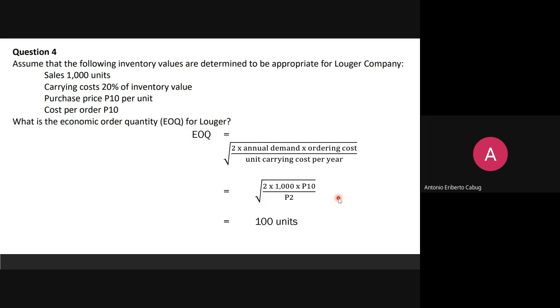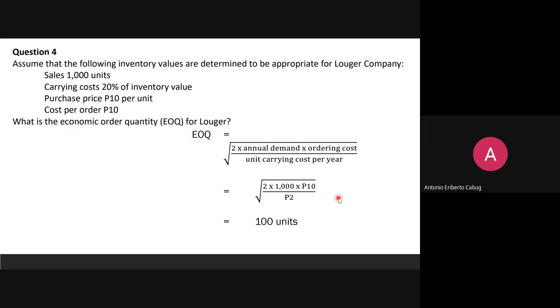If you order too much. If you order too little, you have to do it more often. Kung pakonti-konti ka mag-order, mapapadalas yung pag-order mo. Bawat order mo, may ordering cost. May gastos din. Balansahin mo yung hindi masyadong marami, hindi masyadong konti.